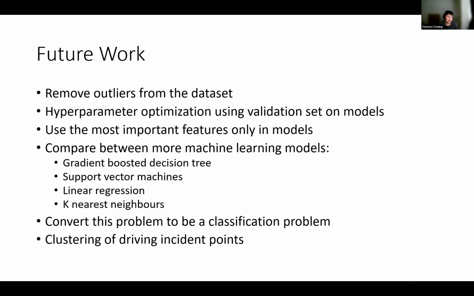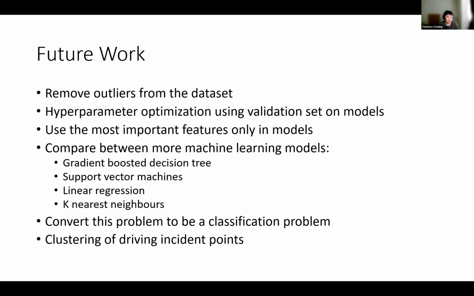But one thing we could consider is changing this problem to become a classification problem. So maybe we could have different classifications of number of incidents. An LGA on a certain day may have low incidents, so maybe under 10 incidents per day. Maybe there might be a medium number of incidents, so maybe 10 to 100, and a high number of incidents, so greater than 100.